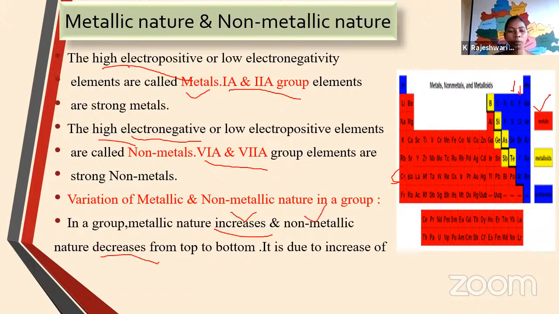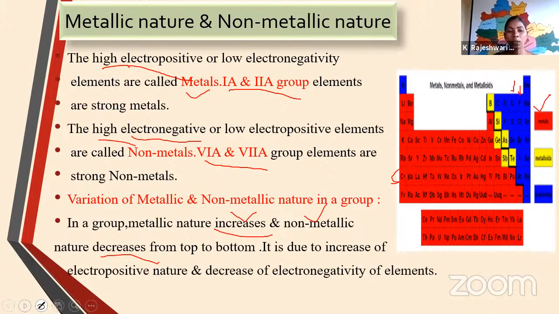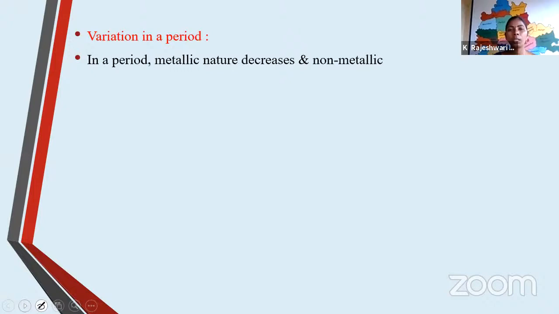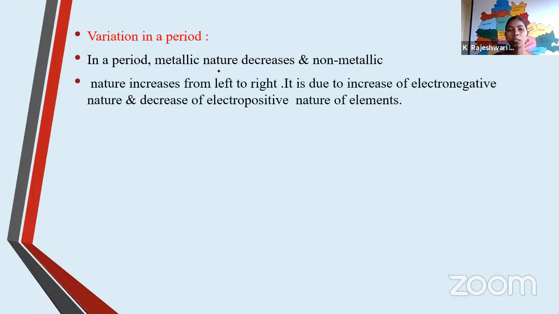Remember that point. It is due to increase of atomic size and electropositive nature. And variation in a period: in a period, metallic nature decreases and non-metallic nature increases. Totally opposite to your group. Metallic nature decreases and non-metallic nature increases from left to right. It is due to increase of electronegativity. For metallic nature, increase of electropositivity, but here increase of electronegativity and decrease of electropositive nature. Okay, ma. So total opposite to your group, you should write, ma.